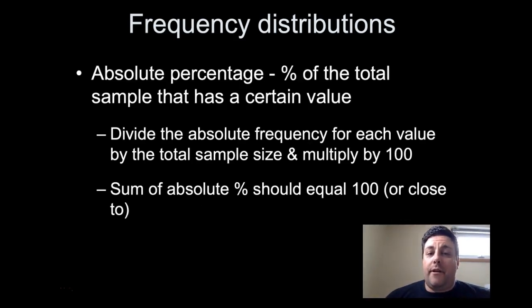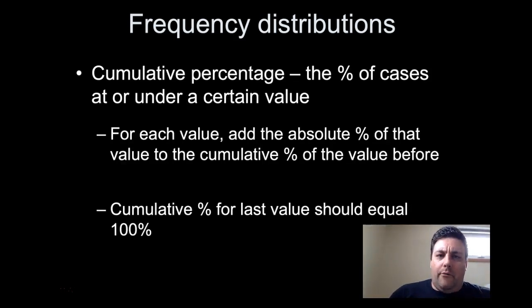For the absolute percentage, we divide the absolute frequency by the total sample size and then multiply by 100. If you don't multiply by 100, you have a decimal. In fractions, I'm sorry, percentages are just decimals. The sum of the absolute should equal 100. There might be some rounding error, so it should be pretty darn close, but within some reasonable rounding error.